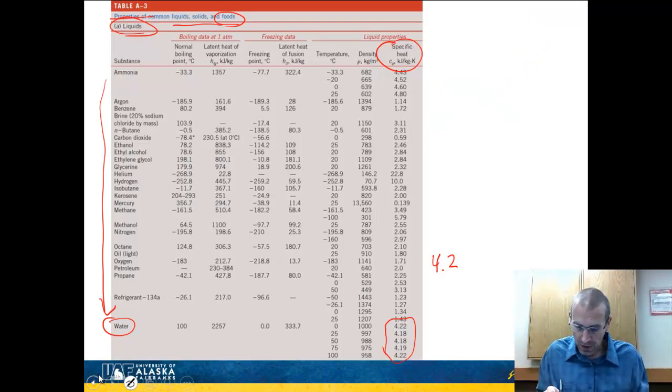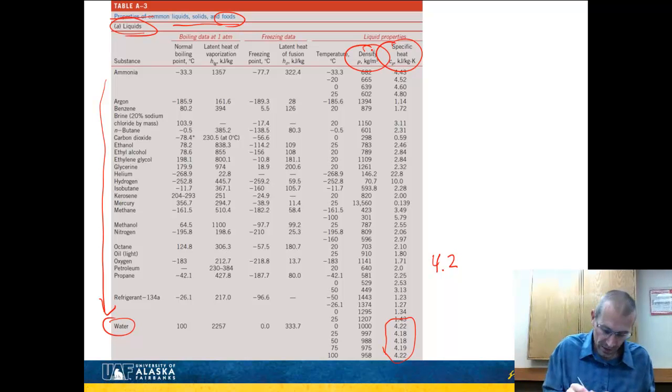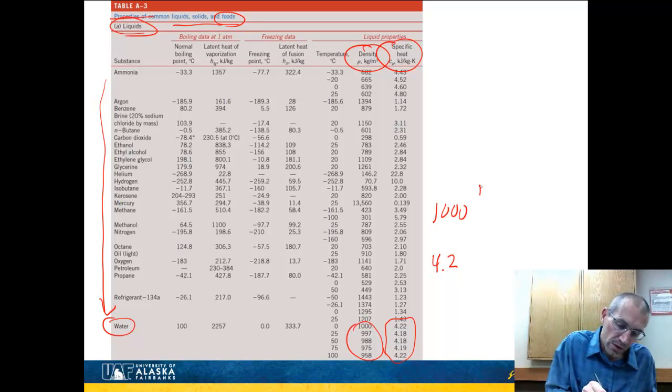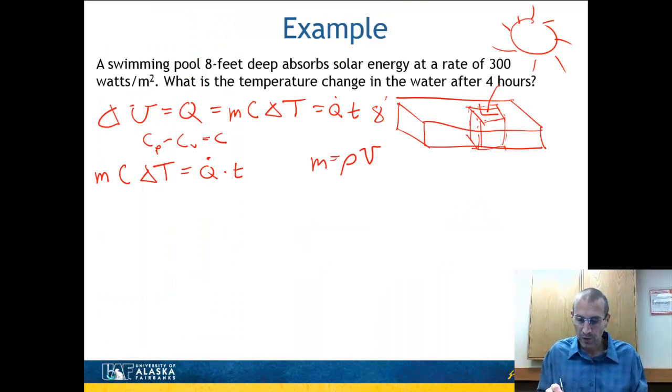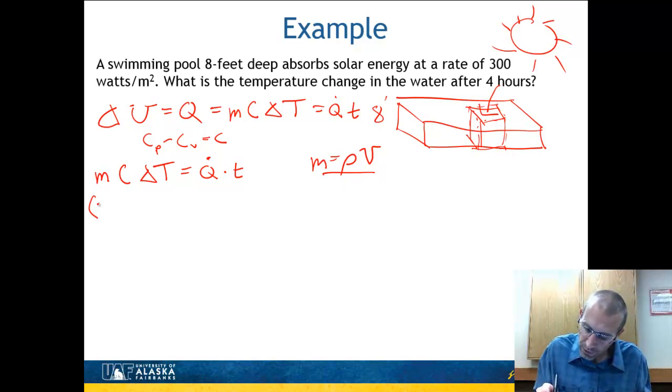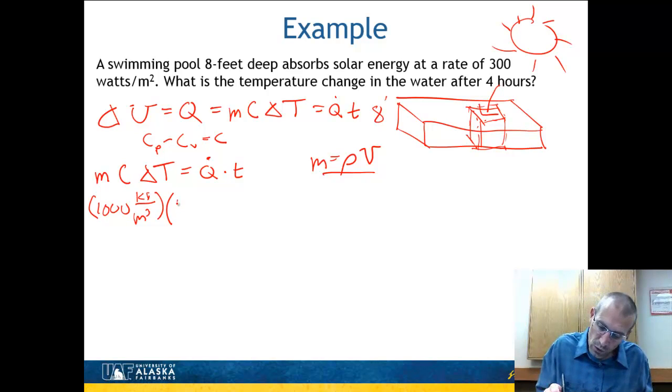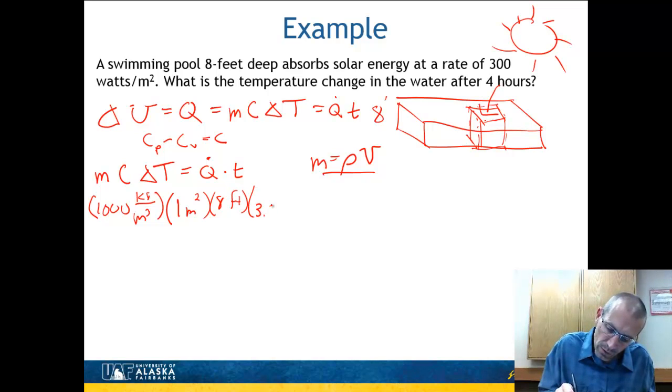In fact, if I go back to that previous slide, this column right here is density. The density of water is close enough. I'm going to say that it's about 1,000 kilograms per cubic meter, and that'll be close enough for this problem. So let's come back over here, and in place of mass, I'm going to put rho V. So 1,000 kilograms per cubic meter, and the volume is 1 square meter and then 8 feet deep, and I need a conversion factor: there are 3.281 feet per 1 meter.